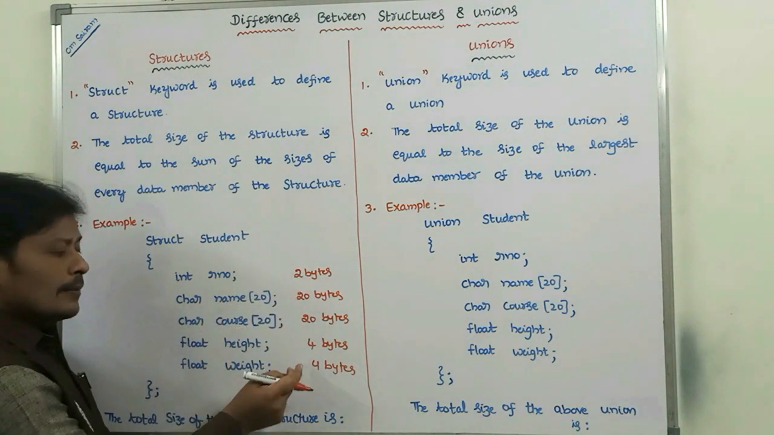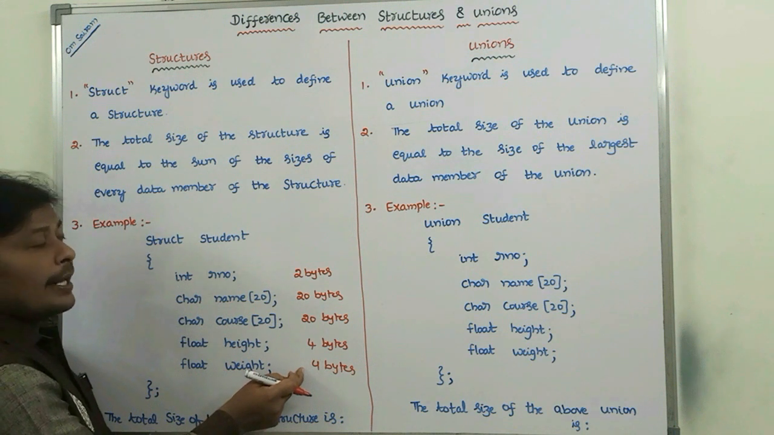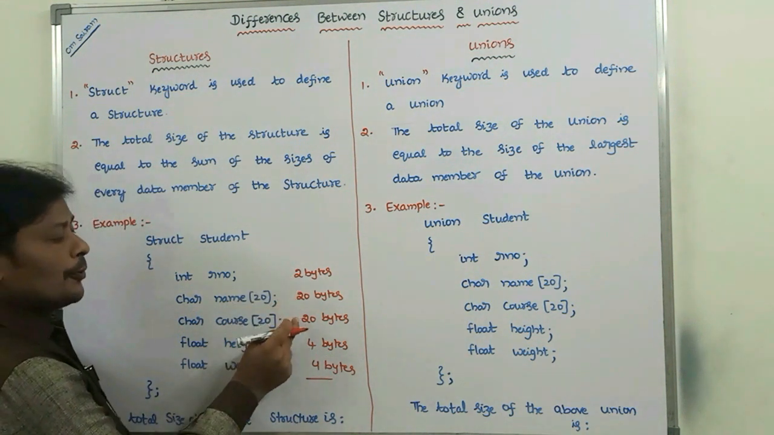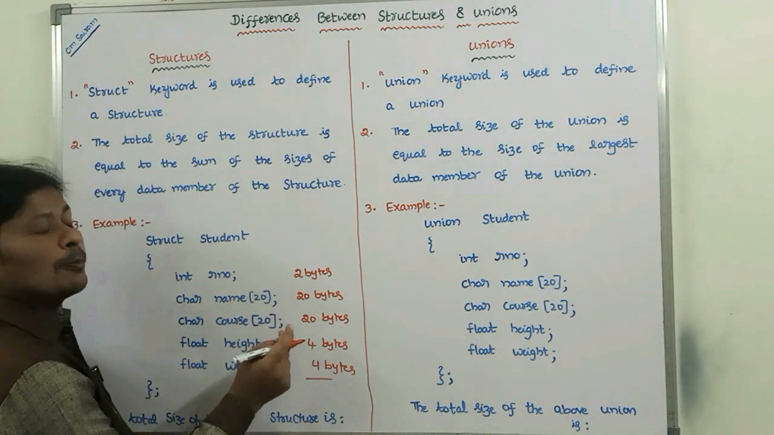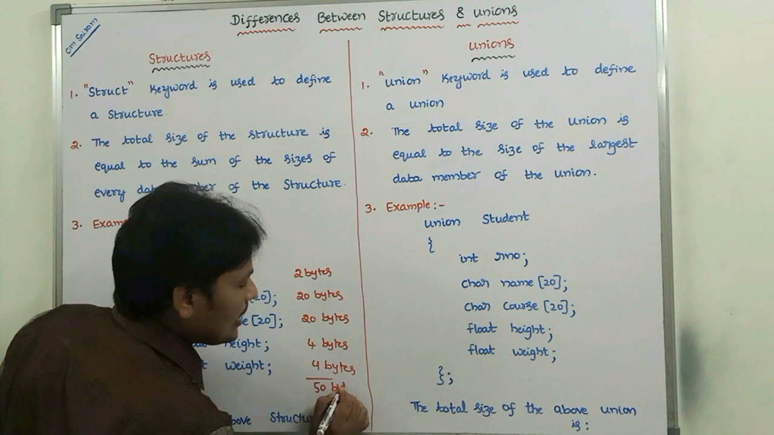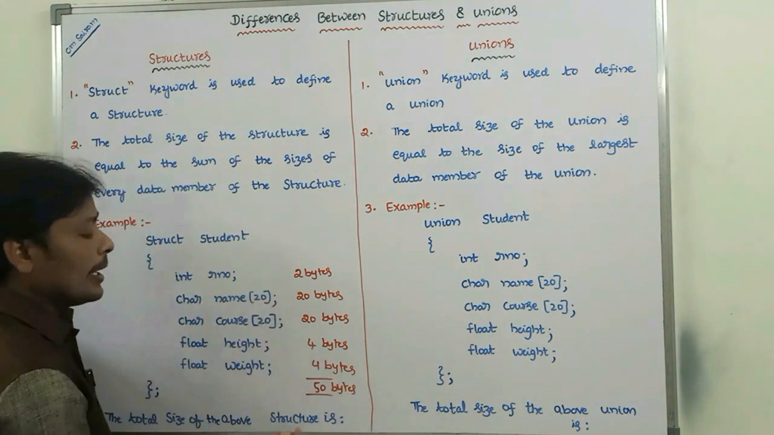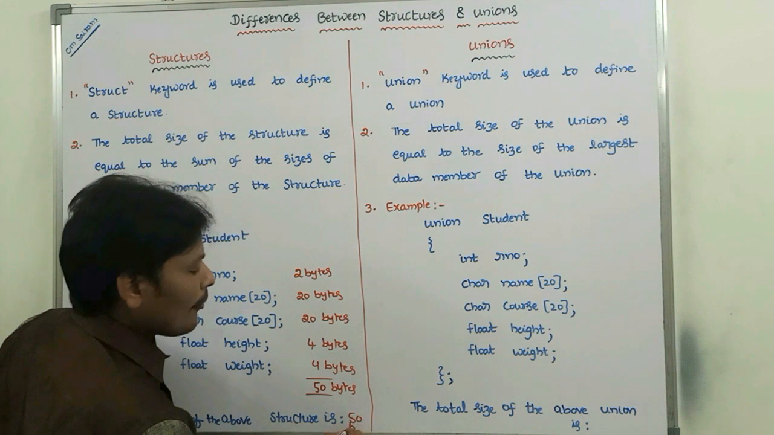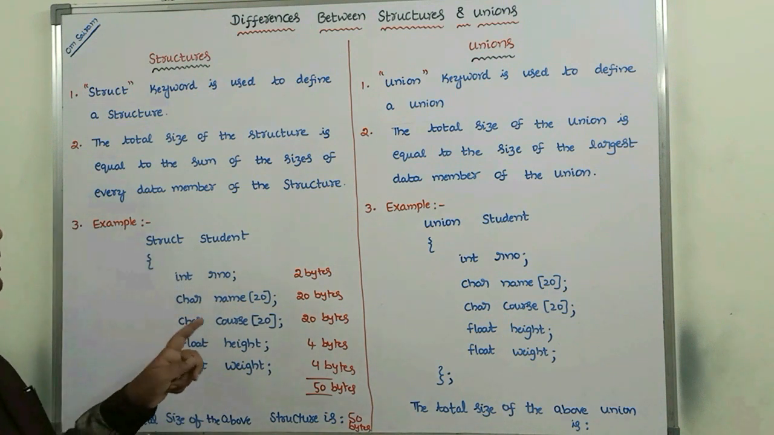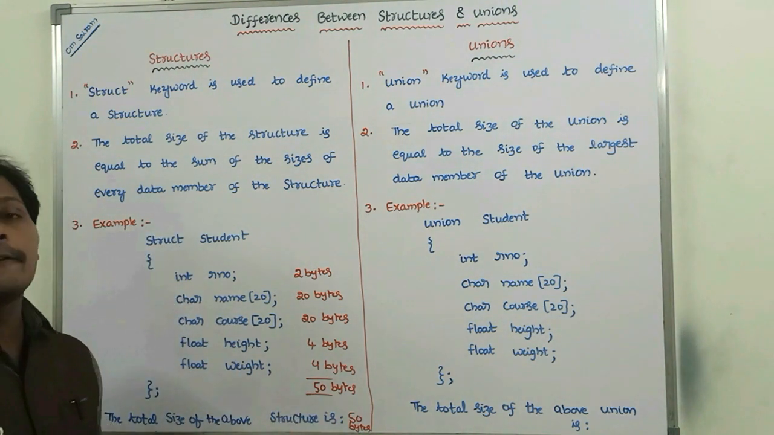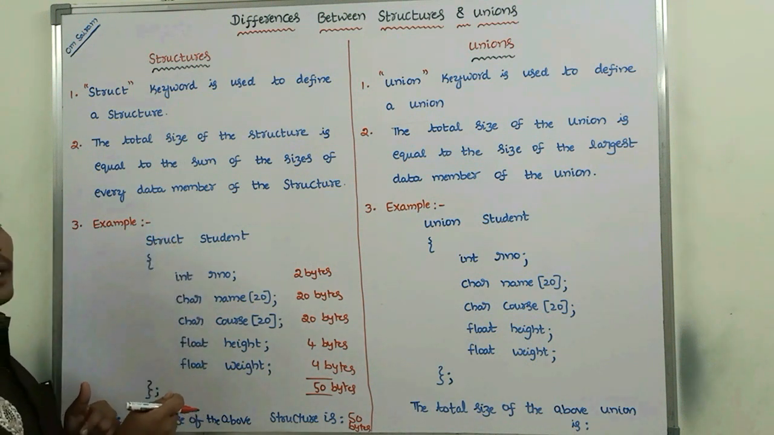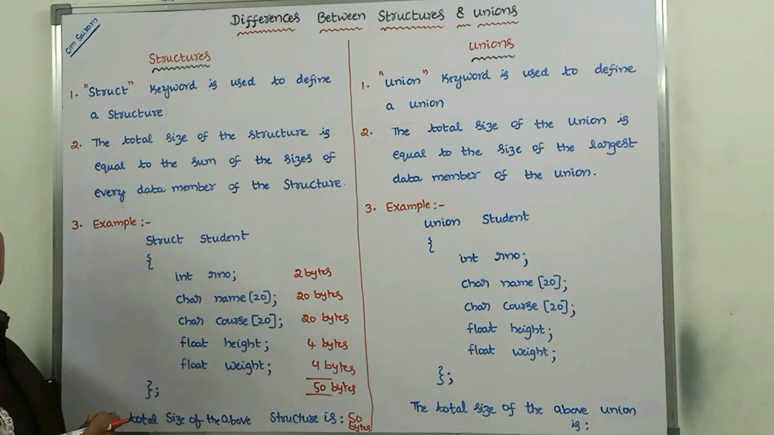The sum of the bytes of memory occupied by the structure student is: 2 plus 20, 22, 22 plus 20, 42, 42 plus 4, 46, 46 plus 4, that is 50 bytes. So the total size of the structure student is 50 bytes of memory required for storing this entire structure. The sum of the sizes of each and every data member in the given structure student is nothing but the total size of the structure.